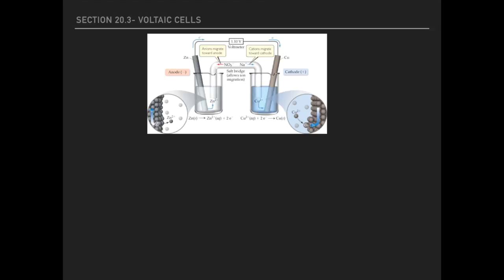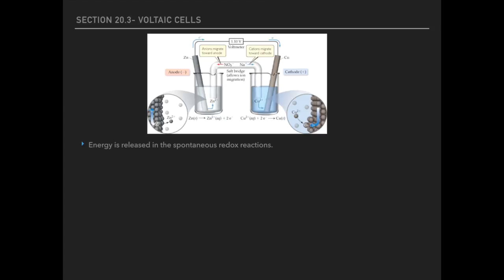So in this lesson, we're going to be talking about voltaic cells. And so this is a voltaic cell, and I'll explain how it works in just one second. But one of the main things for you to recognize is that when these redox reactions occur, which we studied in the last section, energy is going to be released, and energy is released in the form of electrons.